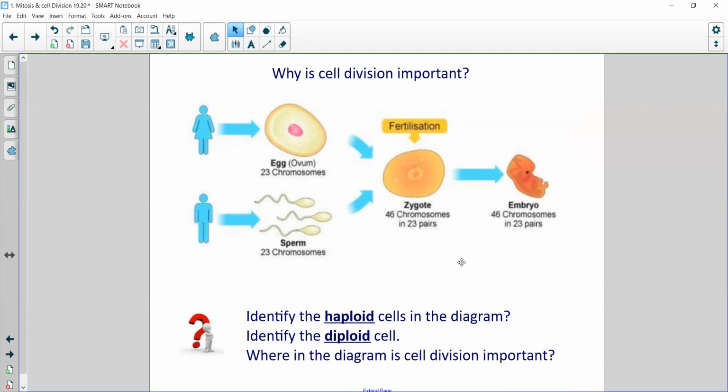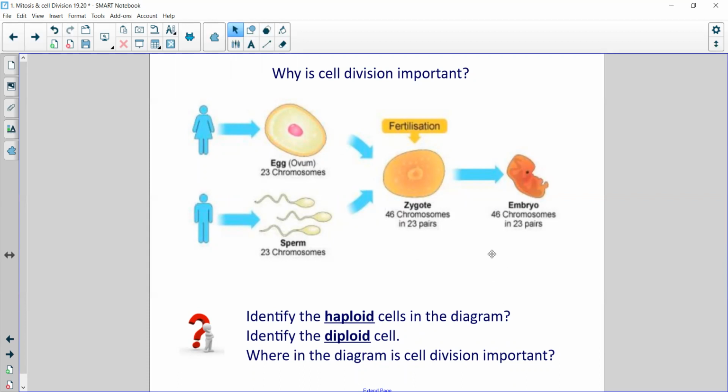Okay, so the haploid cells in this diagram are the egg and sperm. They've got the 23 chromosomes. And remember, they're going to join together at fertilization, and they're going to produce a zygote that is now going to have 46 chromosomes. And that is the 23 plus 23. So these 2 cells here are the haploid cells. The zygote is the diploid cell. And every cell in this embryo will also be diploid. It will have the 46 chromosomes.